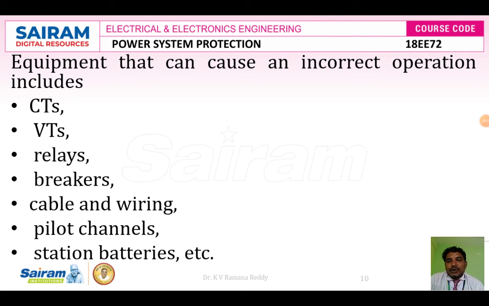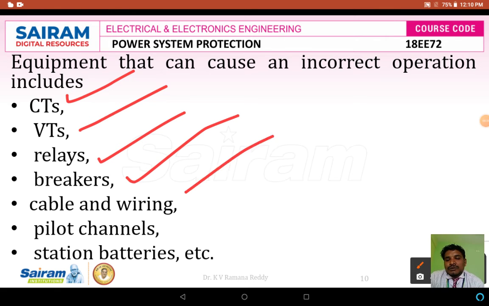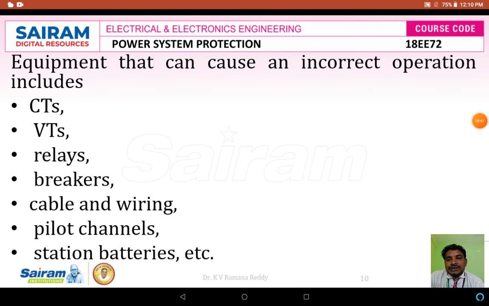Next, equipment that can cause an incorrect operation includes CT problems, VT problems, relay problems, breaker problems, cable problems, wiring problems, pilot channel problems, or station battery problems. With all these reasons, there is a cause to get an incorrect operation.